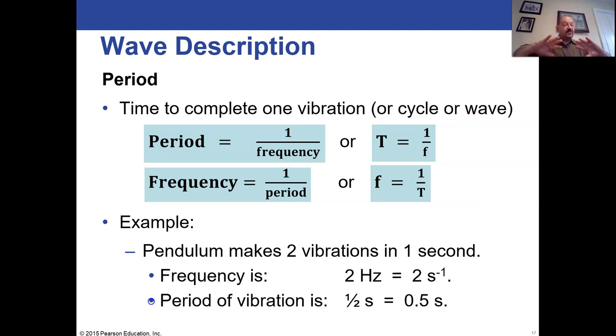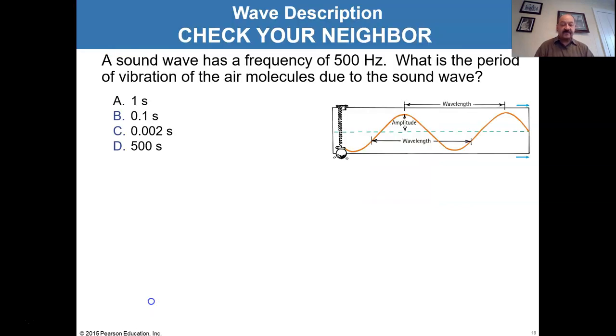The period is 1 divided by that. So it's 1 over 2, 1/2, and the unit would be in seconds. 1 over per second is just seconds. The period in this case would be half a second, 0.5 seconds.